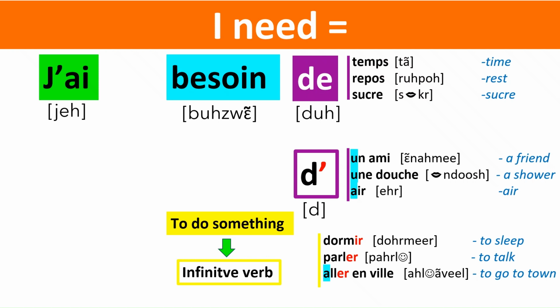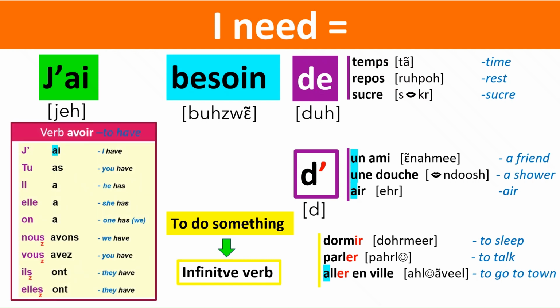Now, that's when we talk about ourselves, or I need. If you want to say that other people need, all you have to do is to change the j'ai and use the appropriate form of the verb avoir. So instead of I need, if I want to say you need, you're going to say tu as besoin de. He needs, il a besoin de. She needs, elle a besoin de, etc.